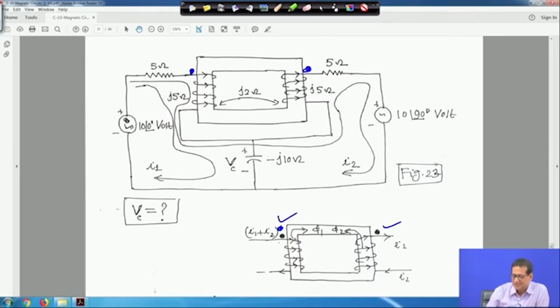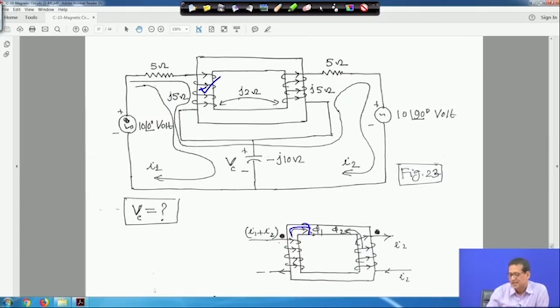So that means the I1 plus I2 current is entering the dot, and this I2 current we have taken like this. Suppose it is leaving the dot. If it is so, then look at the flux direction. In the direction of the flux for this winding, I1 plus I2 is entering. If you grab it, the flux is going like this.